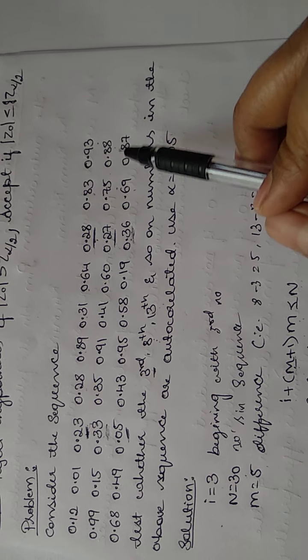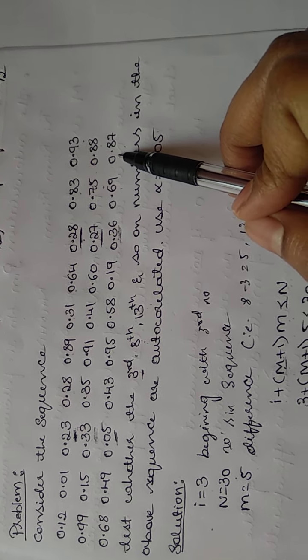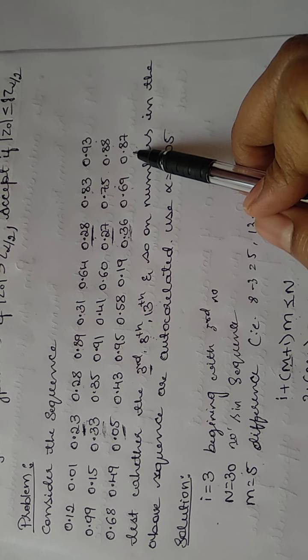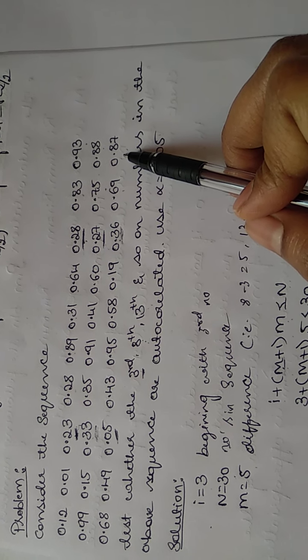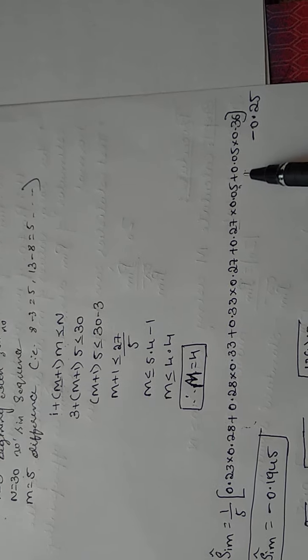Until you get sufficient numbers, you have to write. Once sufficient numbers are not present, then you have to stop counting the numbers. So I have just stopped over here. Minus 0.25 according to the formula. If you find this out, you will get rho cap Im is equal to minus 0.1945. This is how we have to calculate rho cap Im.